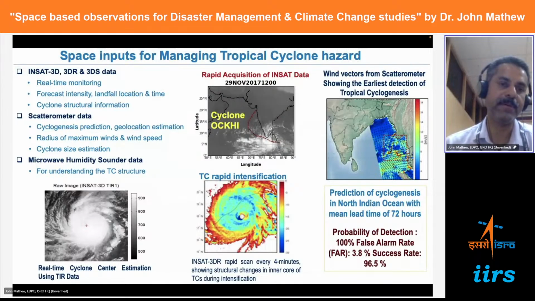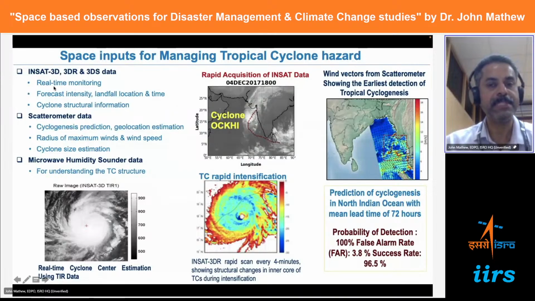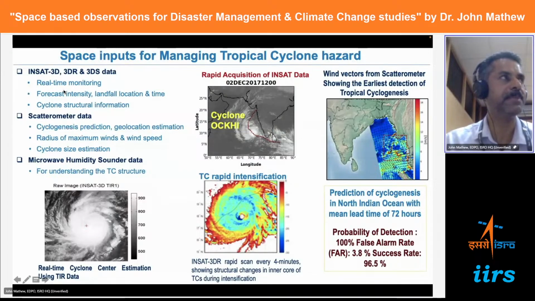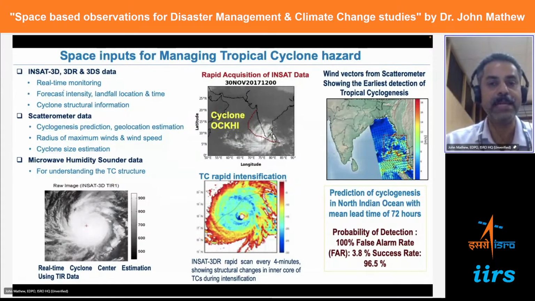One is the data from our weather monitoring satellites, the INSAT series of satellites, which basically help in real time, because you might have seen IMD gives INSAT images, near real-time images. So every 15 minutes, when there is a cyclone, we are able to do that monitoring. But in addition to that, the INSAT series is also capable of rapid scan every 4 minutes.